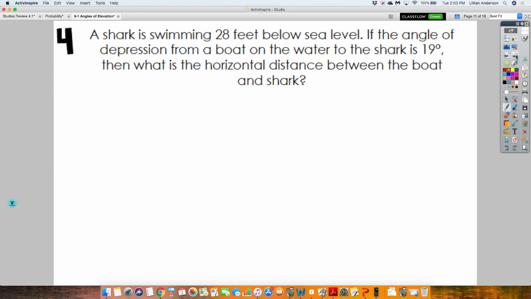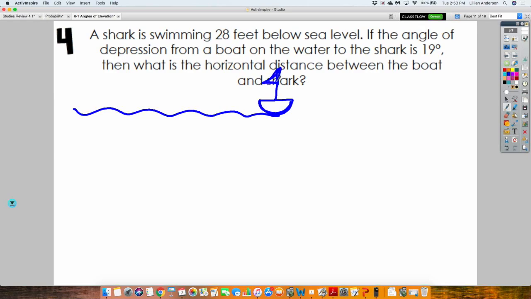A shark is swimming 28 feet below sea level. The angle of depression from a boat on the water to the shark is 19 degrees. Then what is the horizontal distance between the boat and the shark? I need some water. I need a boat. And I need the shark. Is the shark at sea level? No, it's below it, correct?